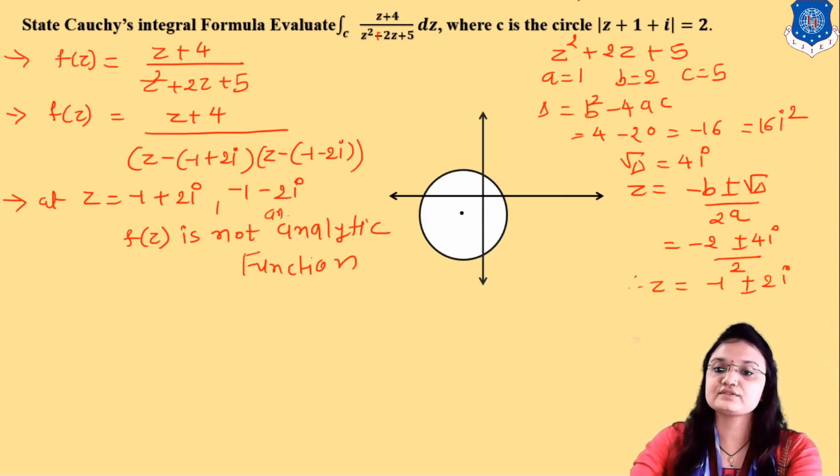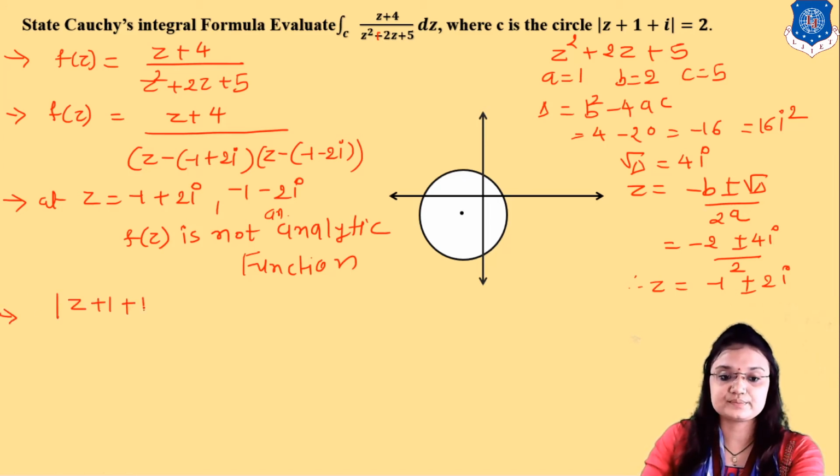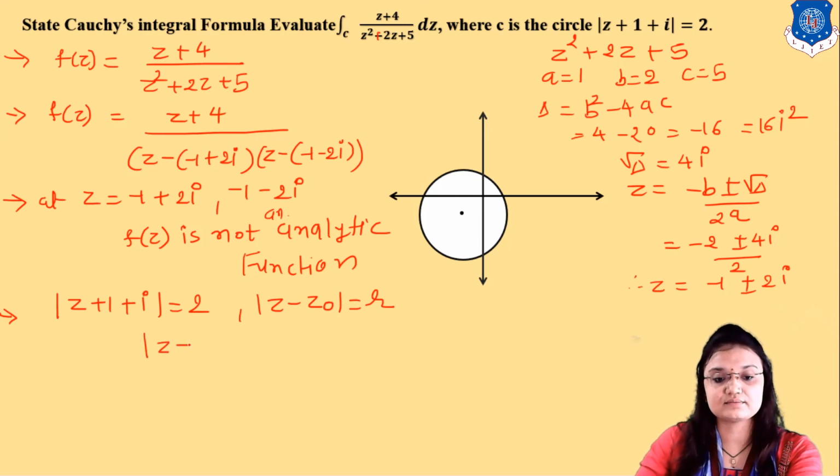Okay, so here we have the circle, modulus of z plus 1 plus i is equal to 2. Compare this with modulus of z minus z0 is equal to r, so we can say that this is modulus of z minus (−1 − i) is equal to 2. So we can say that the center point is −1 − i and radius r is equal to 2.